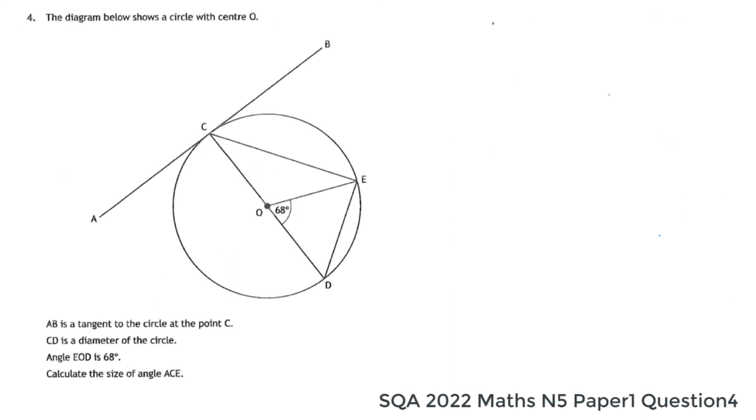So here we have question 4. We have a tangent AB, we have a diameter CD, and C is the point of contact of this tangent to the circle. We've got the size given of angle EOD. Now remember, O is the centre of the circle, and you can see it lies on that diameter CD. So the size of EOD is given as 68 degrees, and we're asked to calculate the size of angle ACE. Let's just highlight that in red. There's the angle we're trying to find.